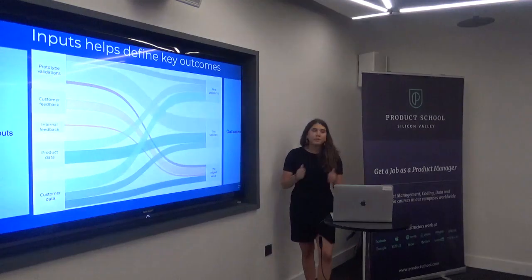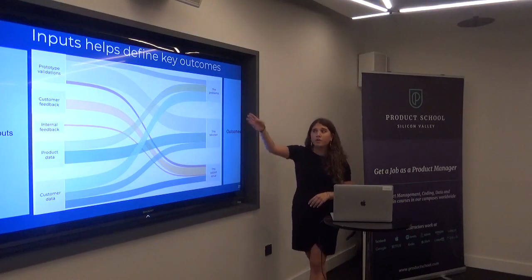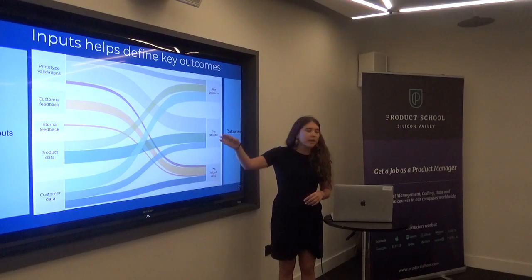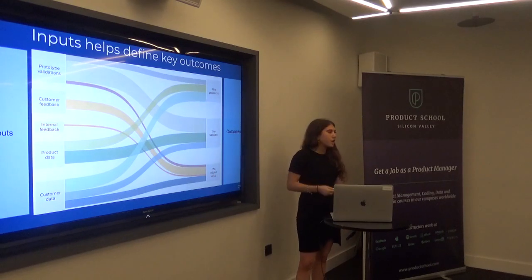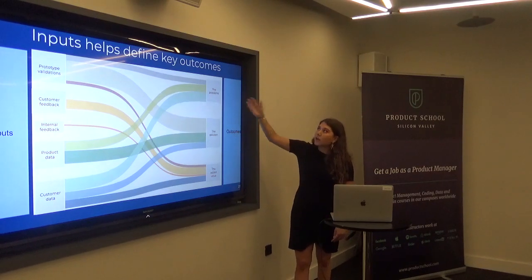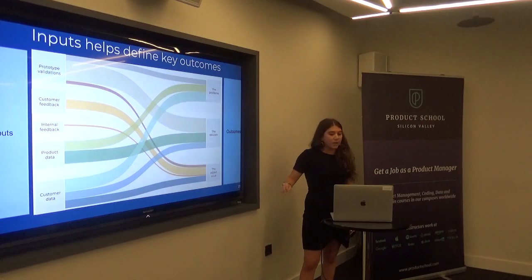So inputs help define outcomes. What are inputs? Inputs can be anything from prototype validations to customer feedback, to internal feedback, to product data, how are your customers interacting with your product, to customer data, who are your customers, why are they using your product? And these help create all these outcomes, which are your problems, your solution, and potential added value.